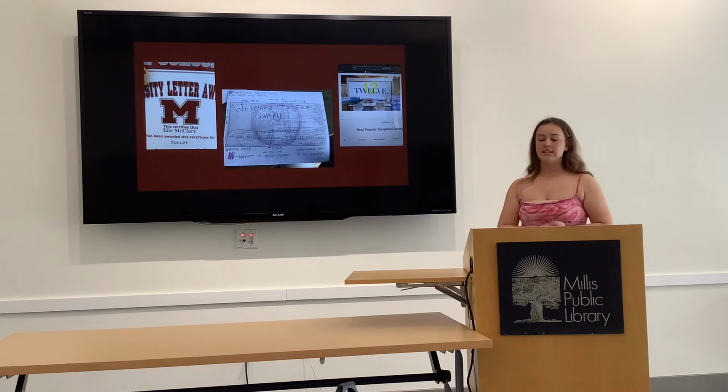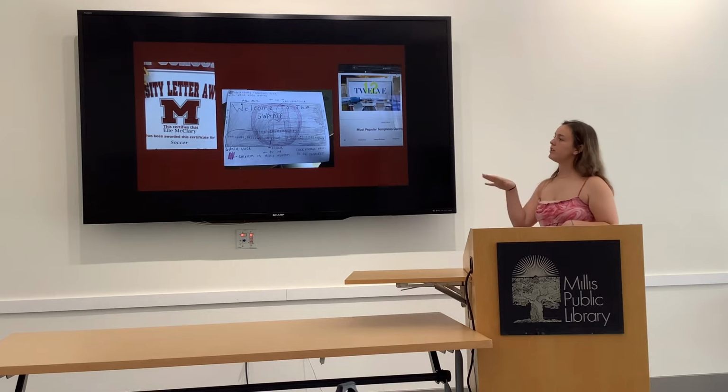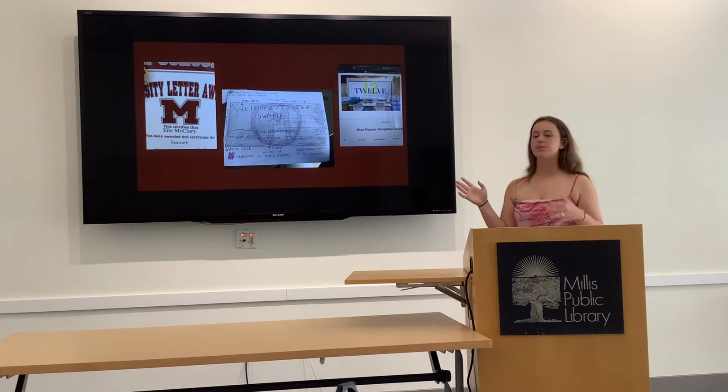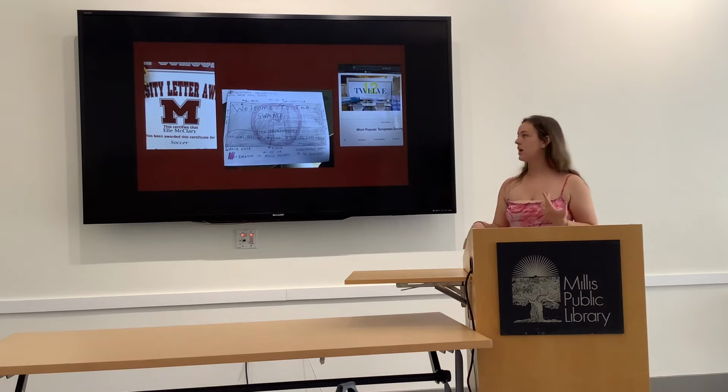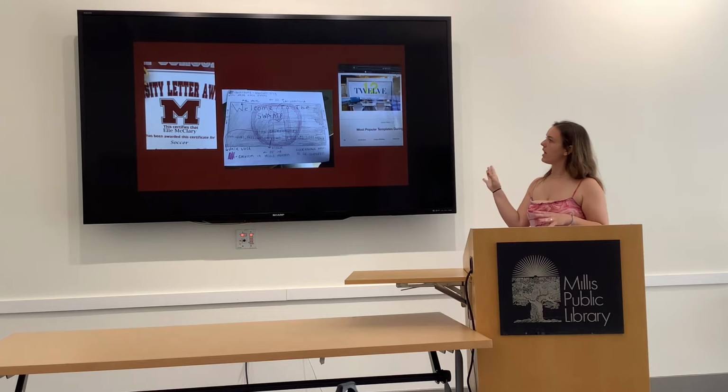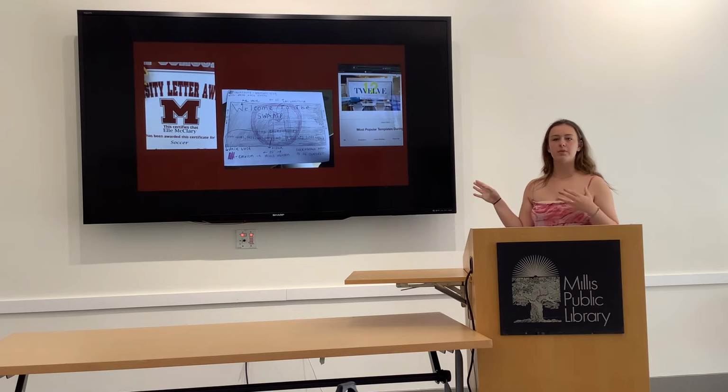Next came the designing process. On the left, you can see the Varsity Letter Award. I took a picture of this because this was kind of like my inspiration. It has the Millis colors, the maroon, the gray, the white. And then on the right is a little sign that I kind of had inspiration from my freshman year.